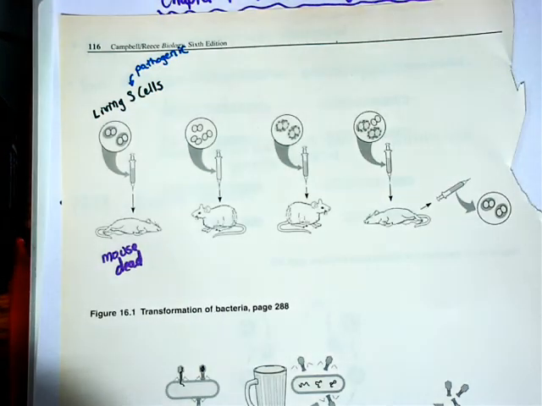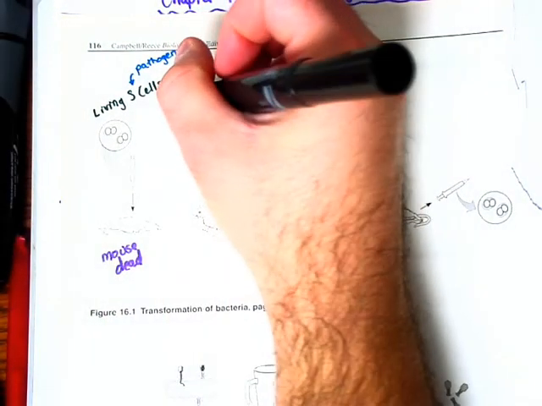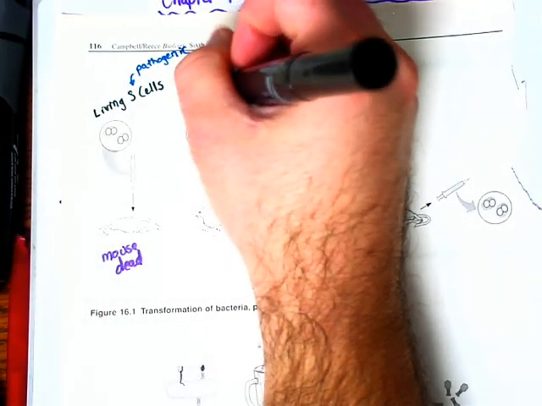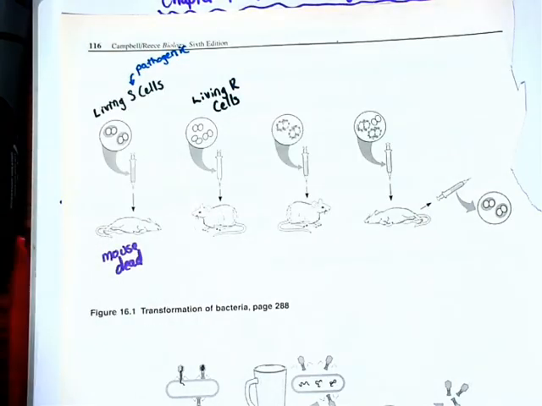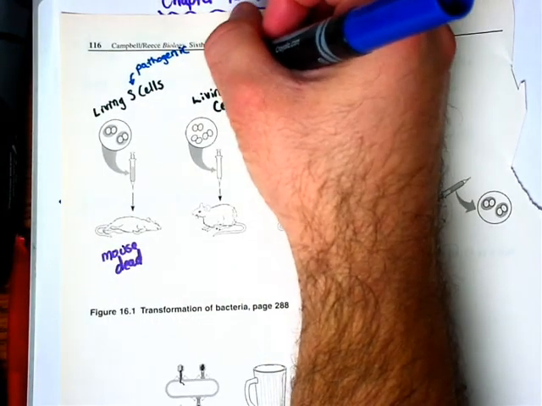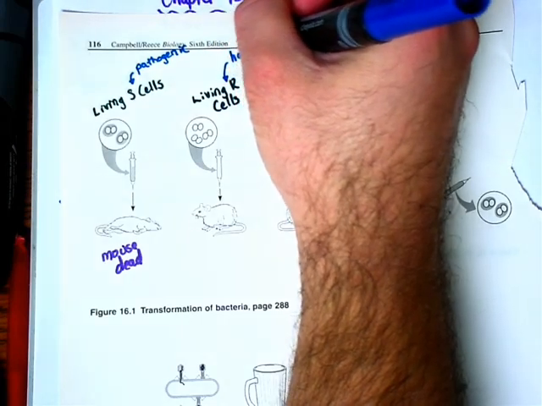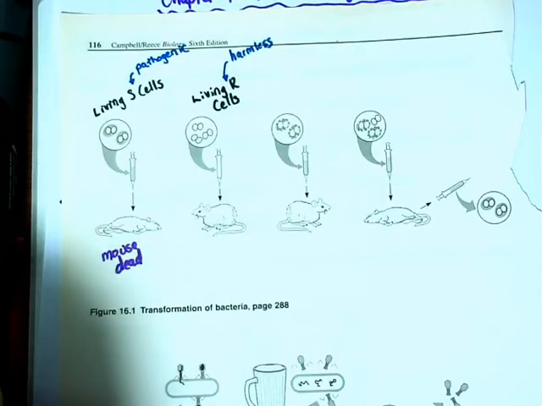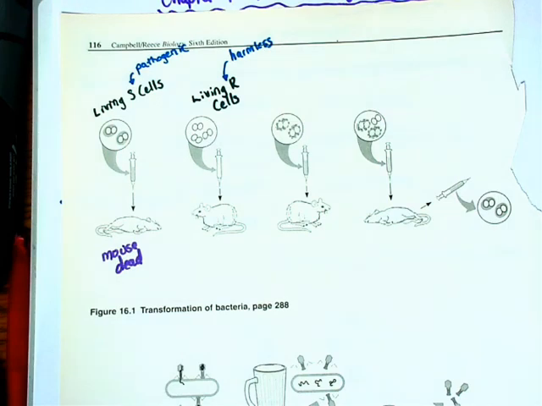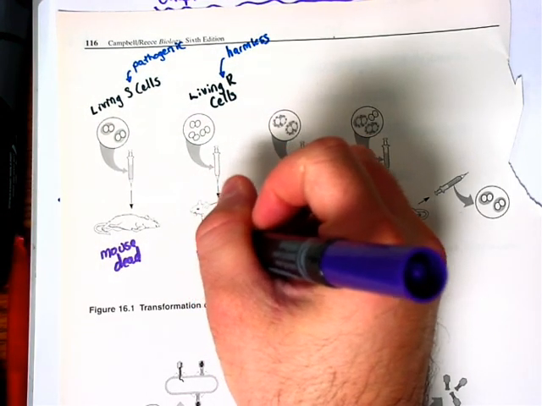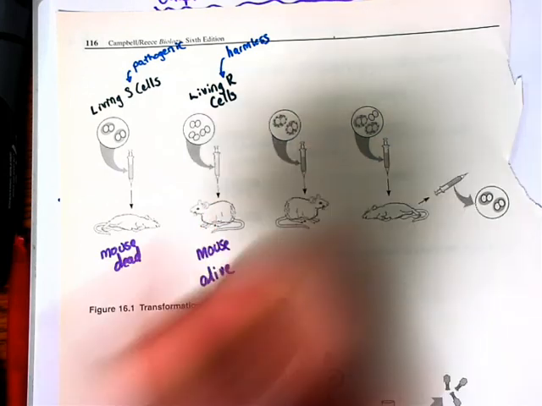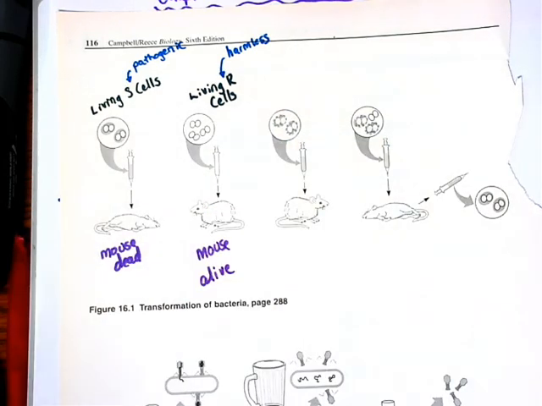Now he also had a different type of bacteria called R bacteria. So right here are living R cells. Again, the R type of bacteria is essentially harmless. And so as you could guess, at the end the mouse is alive. Works out perfectly. Right?